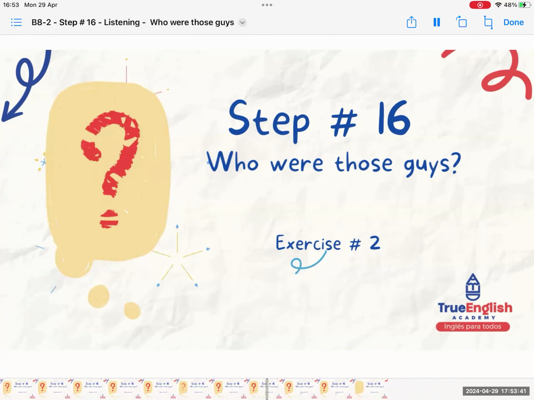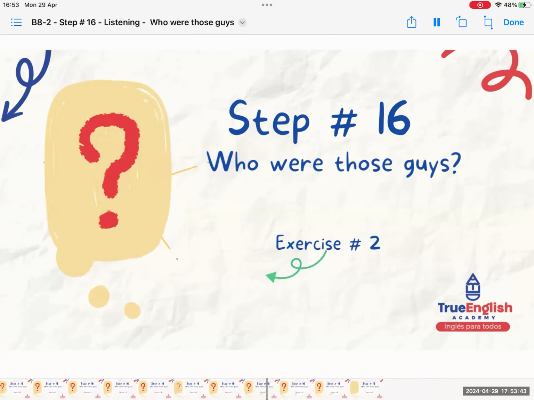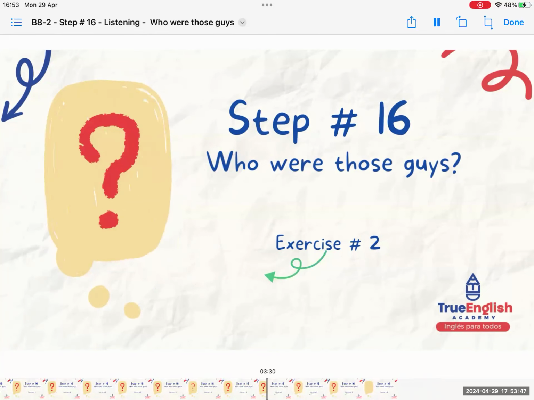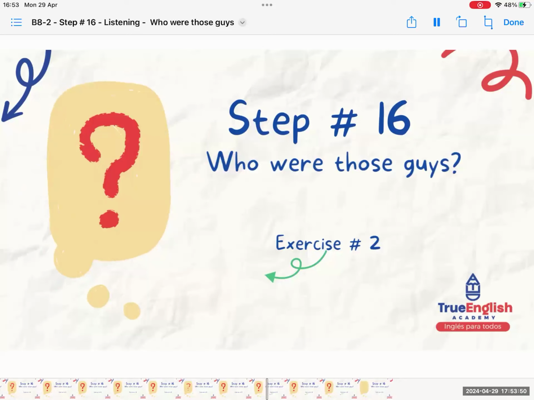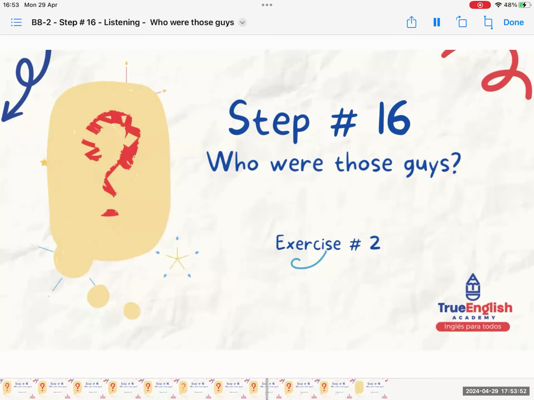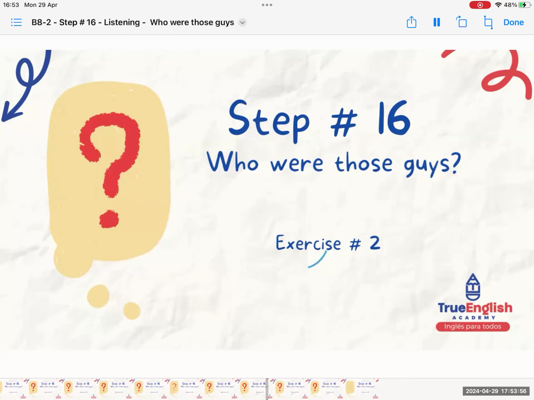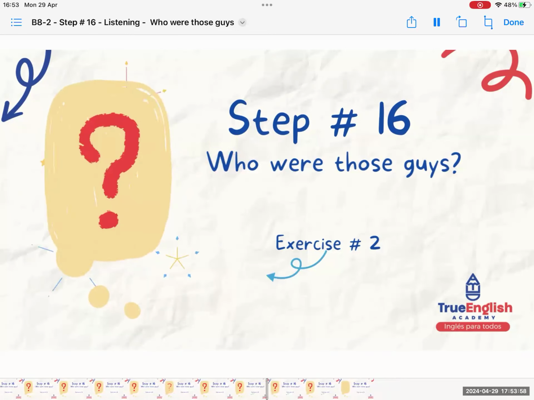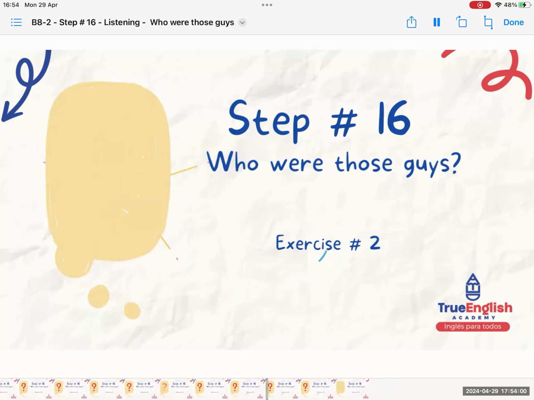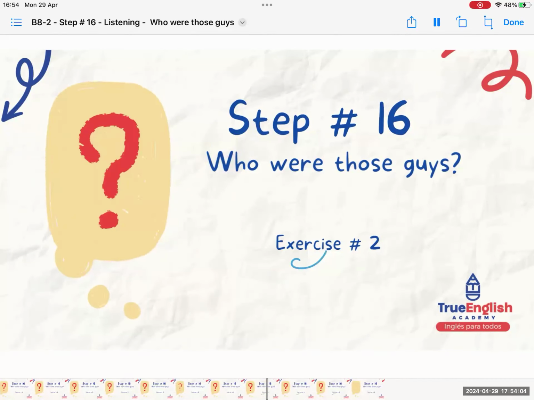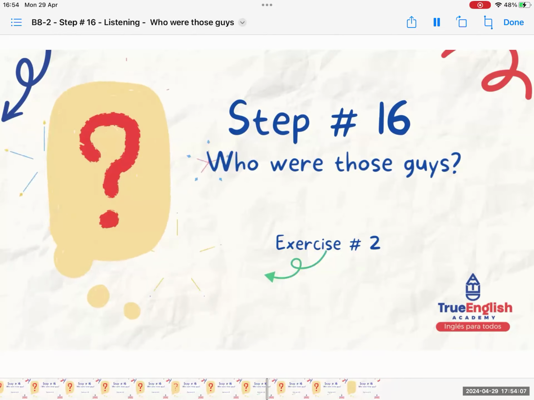Number 10. Neil Armstrong was the first man that walked on the moon. That walked on the moon. Walked. Number 10. Neil Armstrong was the first man that walked on the moon.